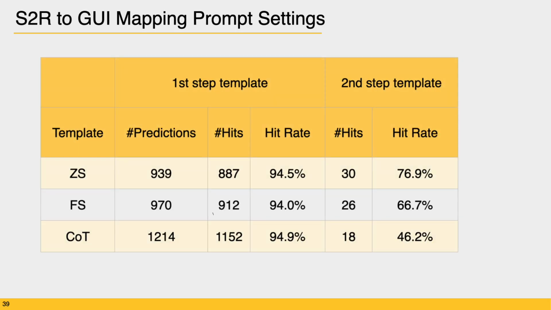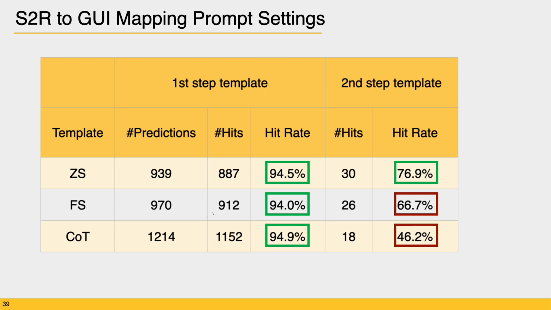Here, 39 individual S2Rs were considered based on a few filtering criteria. In terms of F1 score, the zero shot template performs the best compared to few shot and chain of thought for S2R to GUI interaction mapping. Here, the first step is identifying the correct screen, and the second step is identifying the correct interactions. In all 3 types of prompt, for identifying the correct screen, the hit rate does not differ much. However, for the interaction hit, zero shot achieved a hit rate of 76.9%, outperforming the other 2 types of prompts.